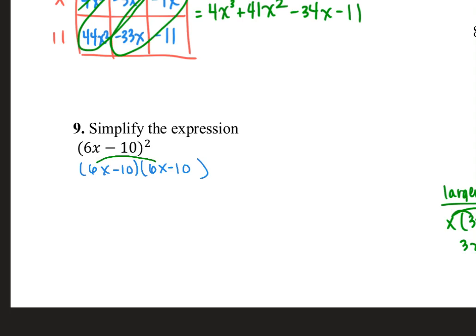So usually if it's a binomial times a binomial, I just do distributive property. So 6x times 6x is 36x squared. 6x times negative 10 is negative 60x. Negative 10 times 6x is negative 60x. And then negative 10 times negative 10 is positive 100. So combining like terms, we end up with 36x squared minus 120x plus 100.